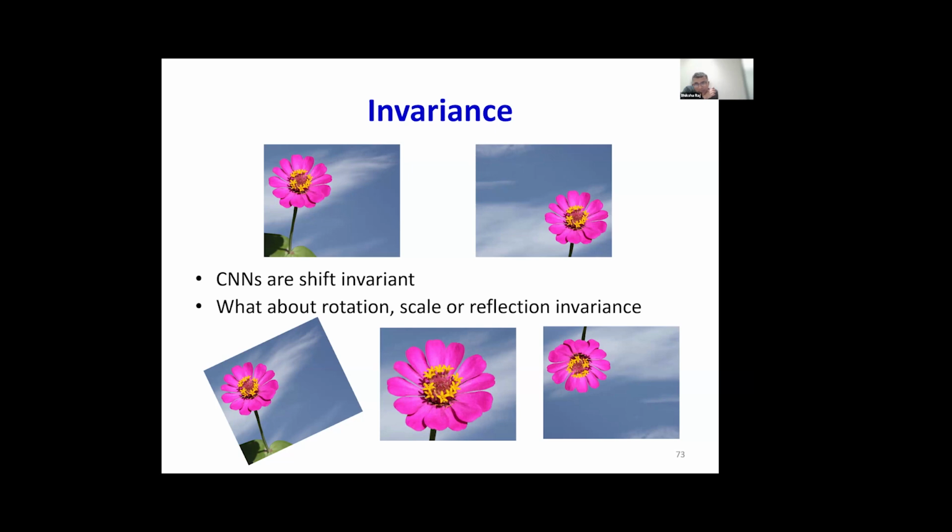Now, we just saw that CNNs are shift invariant. That was the whole purpose of the convolutional network. You wanted it to fire regardless of whether the flower occurred here or over here. But then there are other kinds of operations, like rotations, or scale, or reflection, or other kinds of transformation. How do you introduce invariance to these kinds of operations? Any ideas? Does anybody want to hazard a guess?